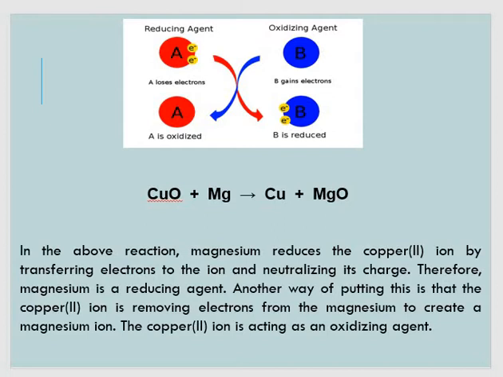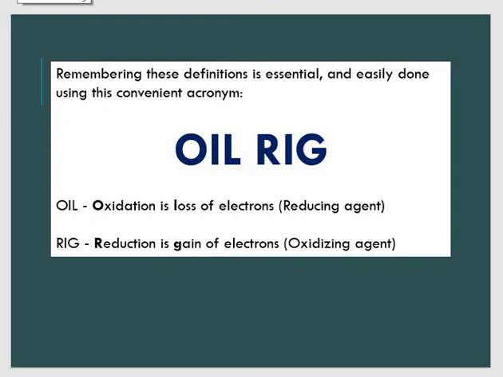In this example, magnesium, the reducing agent, loses electrons and gets oxidized to magnesium oxide. In the same way, copper 2 ions present in copper oxide gain electrons and get reduced to copper. So magnesium acts as a reducing agent, and copper ions present in copper oxide act as an oxidizing agent. Remembering these definitions is essential and easily done using this convenient acronym, OILRIG.